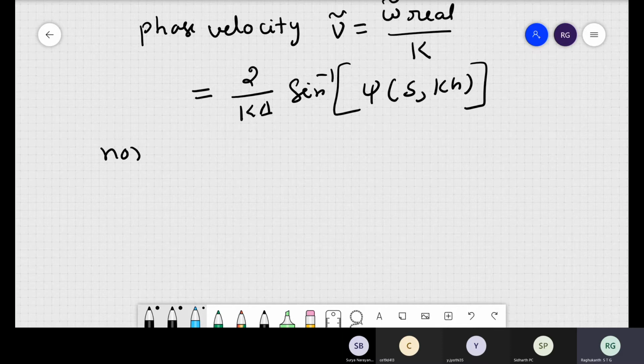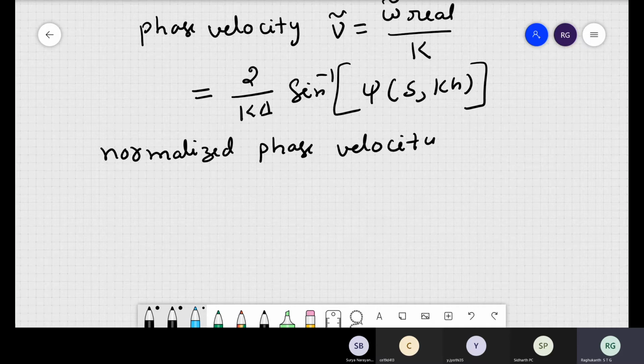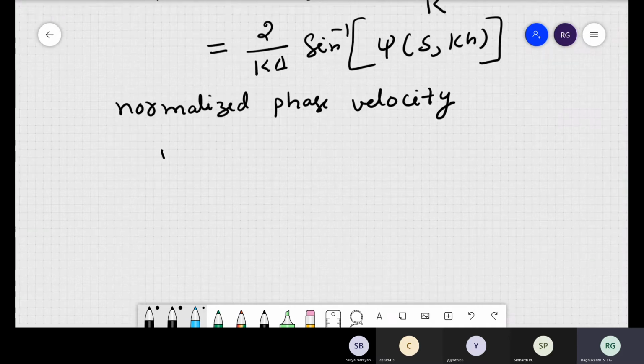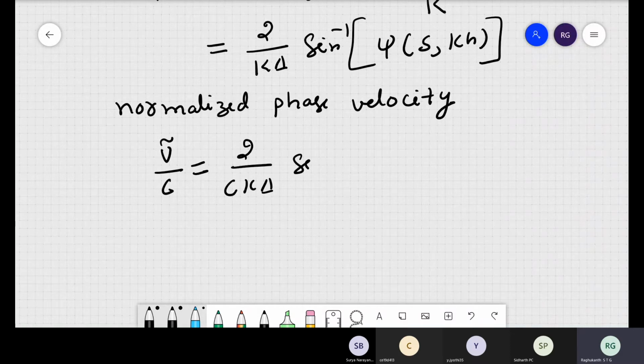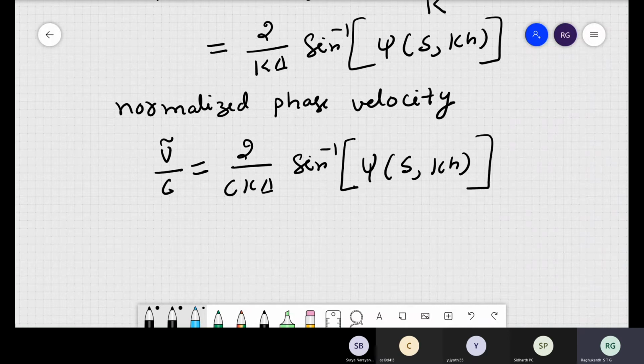And of course, the normalized phase velocity also you can calculate. So that is your v hat by c, where c is the exact phase velocity, that is m by rho. So now 2 by ck times delta, sine inverse psi s comma kh. Okay, so you see the phase velocities also can be calculated here.